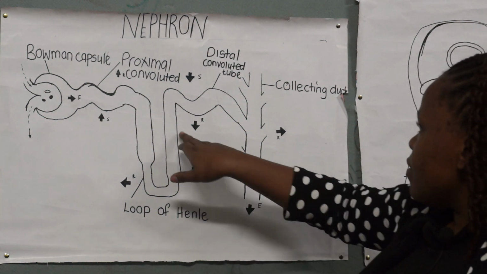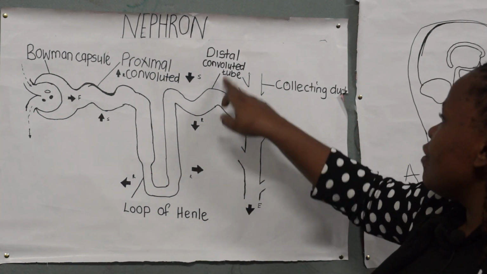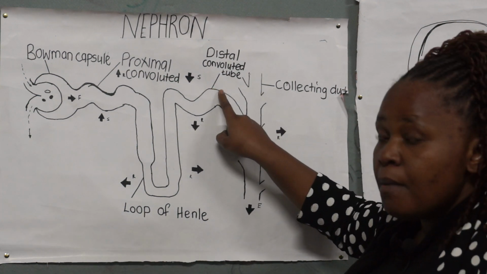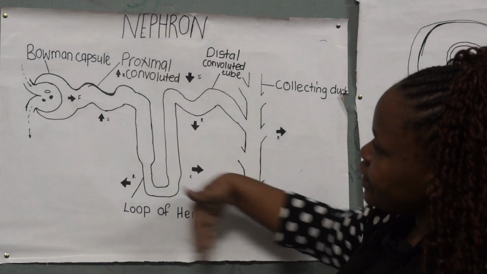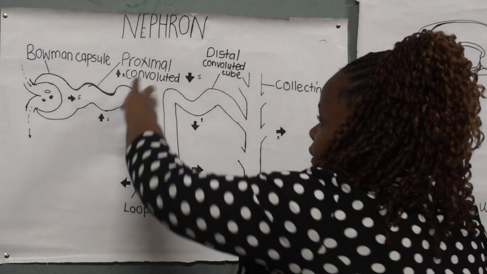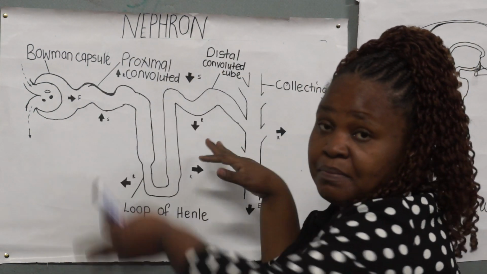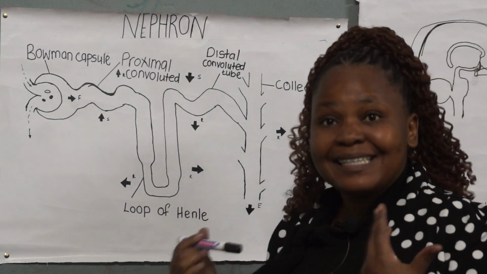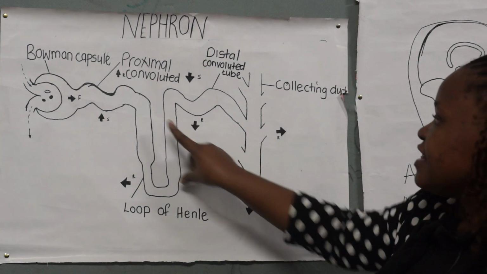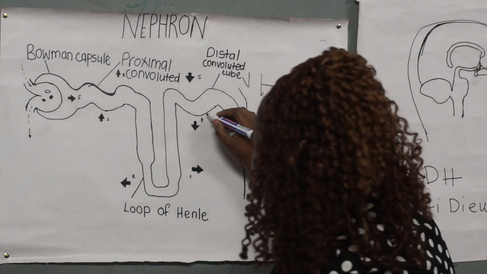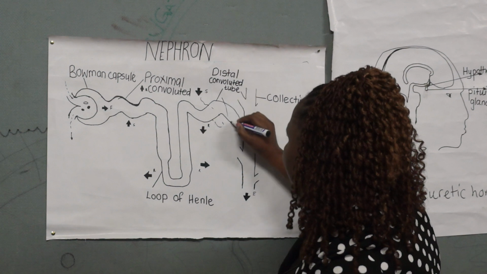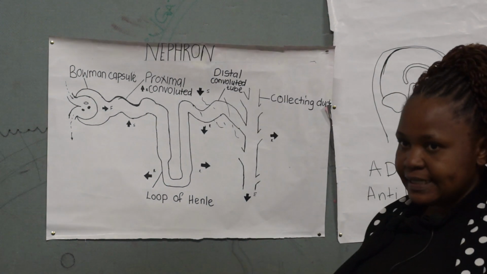So now we go to the distal convoluted tube. The distal convoluted tube, again, has got a permeable membrane. Remember, I've just drawn this diagram so that you understand, right? But in actual fact, this nephron will be surrounded by a network of blood capillaries. It doesn't exist on its own like what I've done here. So just outside and on top, everywhere, there will be a network of blood capillaries, right?